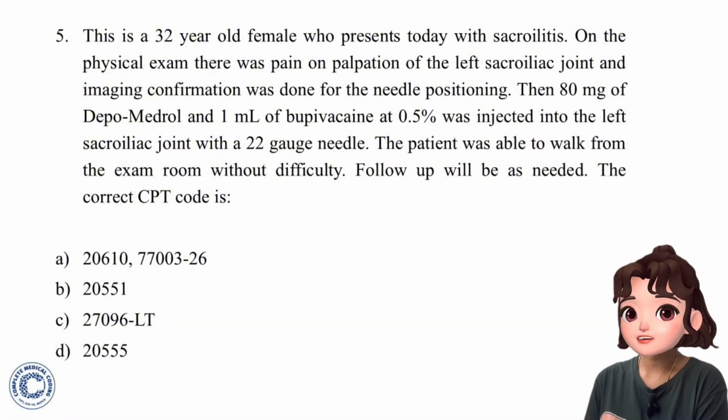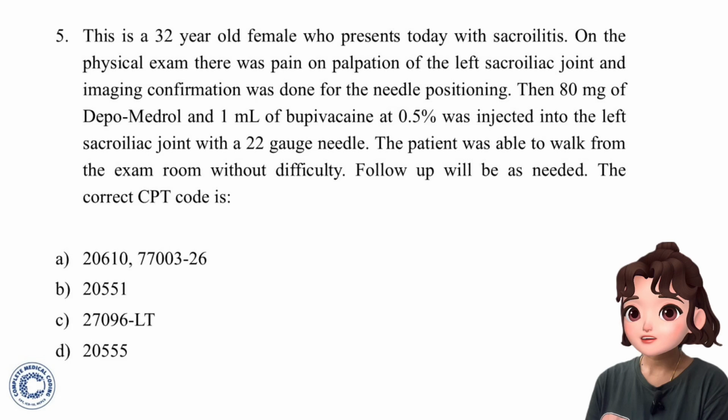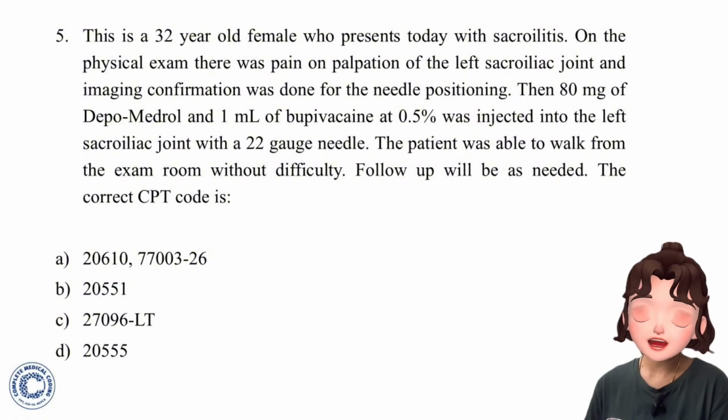Fifth question. This is a 32-year-old female who presents today with sacroiliitis. On the physical exam, there was pain on palpation of the left sacroiliac joint, and imaging confirmation was done for the needle positioning. Then 80 mg of Depo-Medrol and 1 ml of bupivacaine at 0.5% was injected into the left sacroiliac joint with a 22 gauge needle. The patient was able to walk from the exam room without difficulty. Follow-up will be as needed. The correct CPT code is.